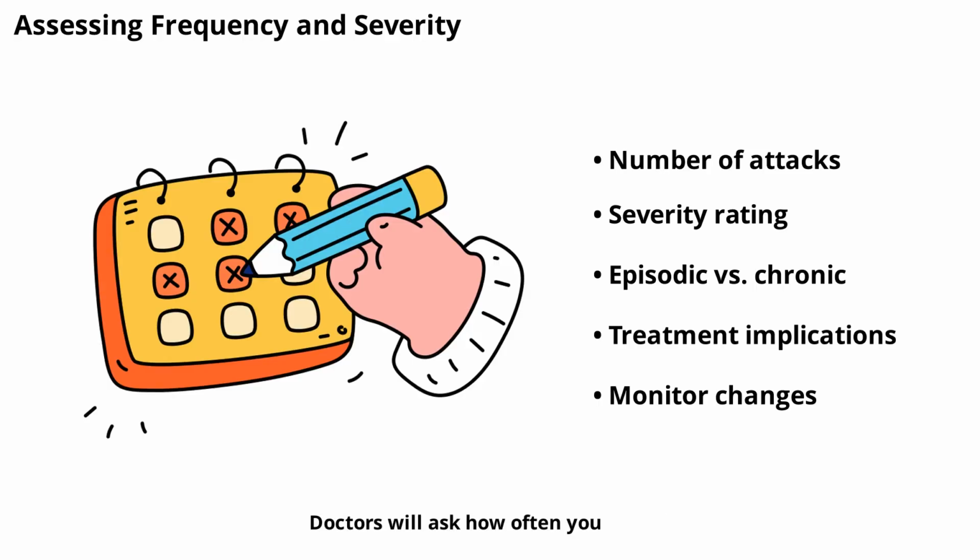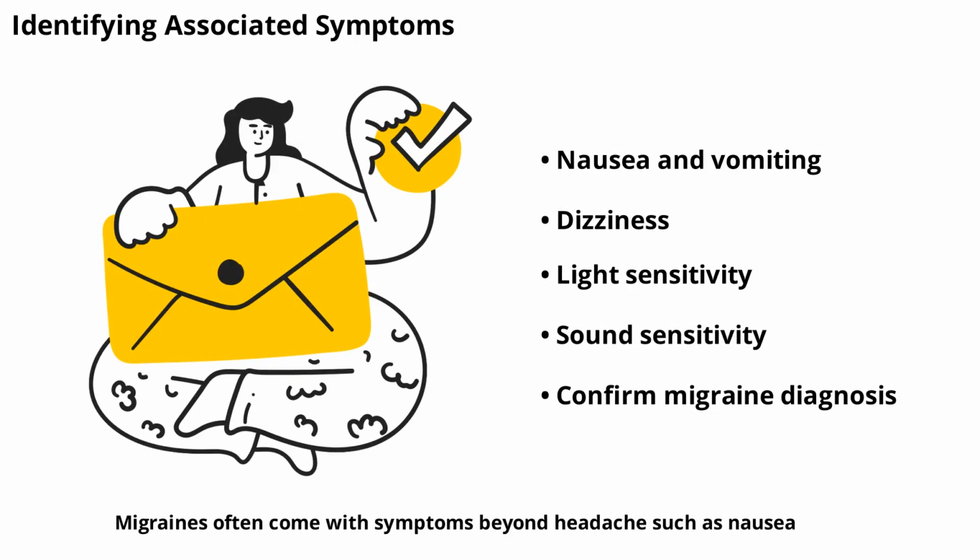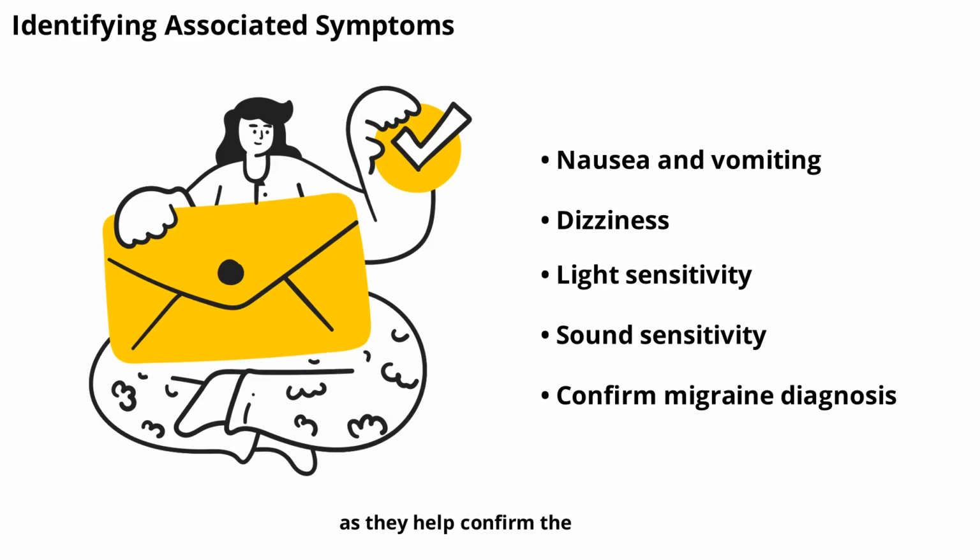Doctors will ask how often you experience headaches and how intense they are. This information helps determine whether you have episodic or chronic migraine and influences treatment planning. Migraines often come with symptoms beyond headache, such as nausea, vomiting, dizziness, or sensitivity to light and sound. Your doctor will ask about these associated symptoms as they help confirm the diagnosis and may influence treatment options. The presence of these features is a hallmark of migraine.